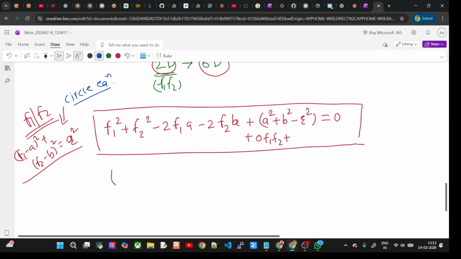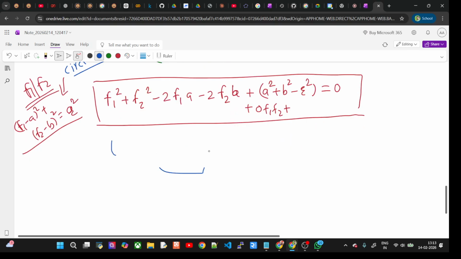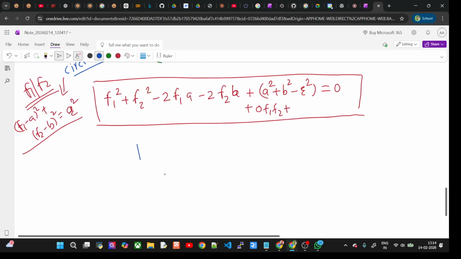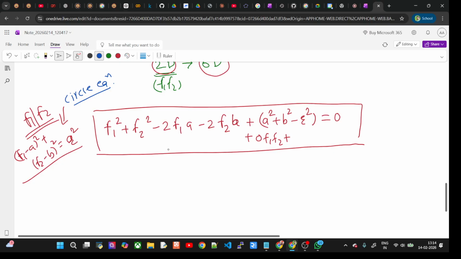What happened? I'm able to write with the mouse, but now the pen is not working. Okay, no problem. Let's try to do it by mouse as of now. Sorry, ma'am.